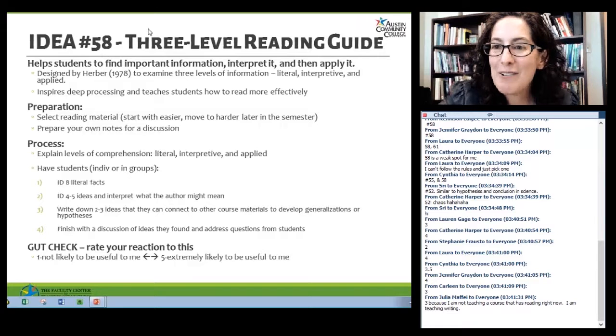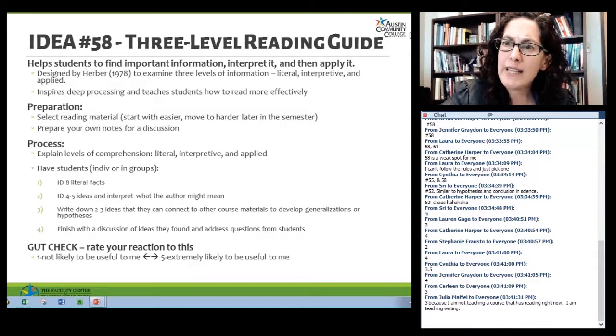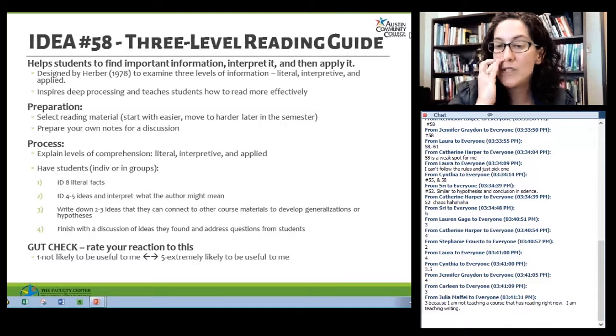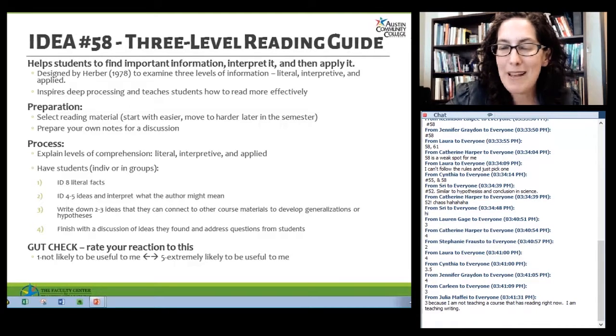So Julia says, because I'm not teaching a class that has reading right now, I'm teaching writing. Are there any readings on writing though? Like, do you ever have students read a paper on how to write well? And maybe that would be something that you could do. The other option is, if they're writing, you could challenge them to write these things in a paper. Hey, if you're reviewing something, show me some literal facts, show me some applied facts, so that they can start to get those. But absolutely, it depends on the type of class.